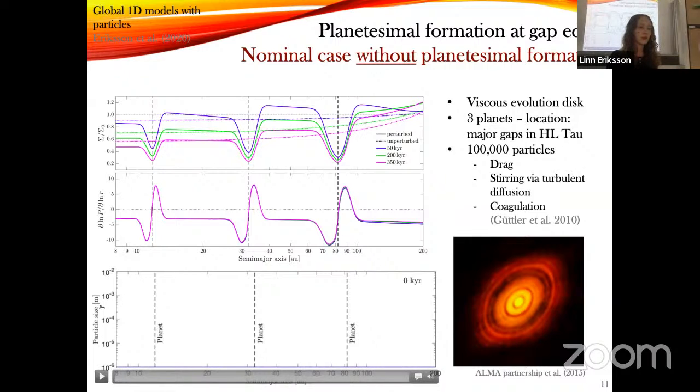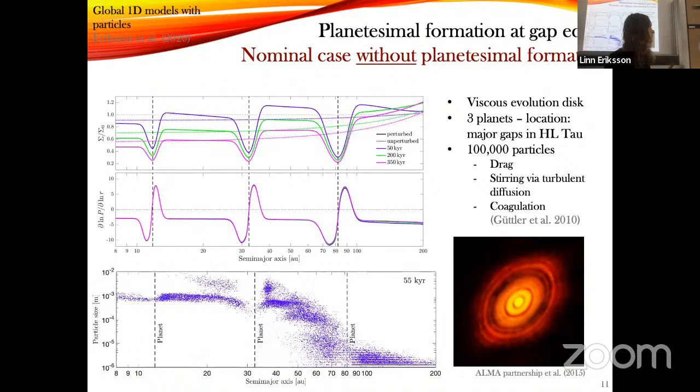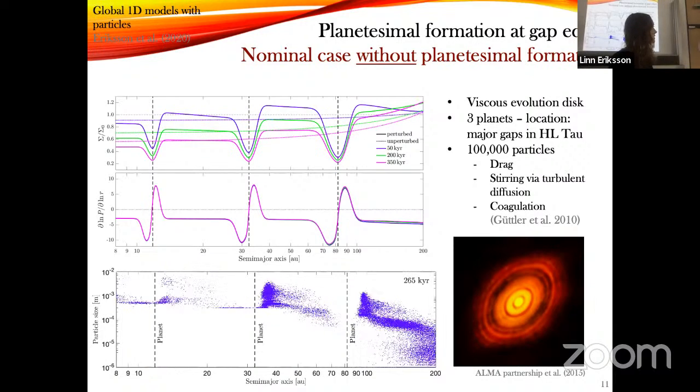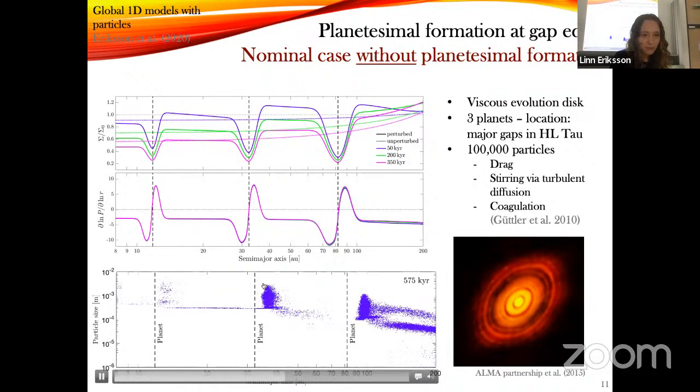So here it's just the particle size and then the image axis. And then as we turn on the simulation, we form 1 millimeter particles, just like before. But now we can see that we also start to pile up a lot of particles at the gap edges. So here we have very high densities. So then this is where we expect to form our planetesimals.